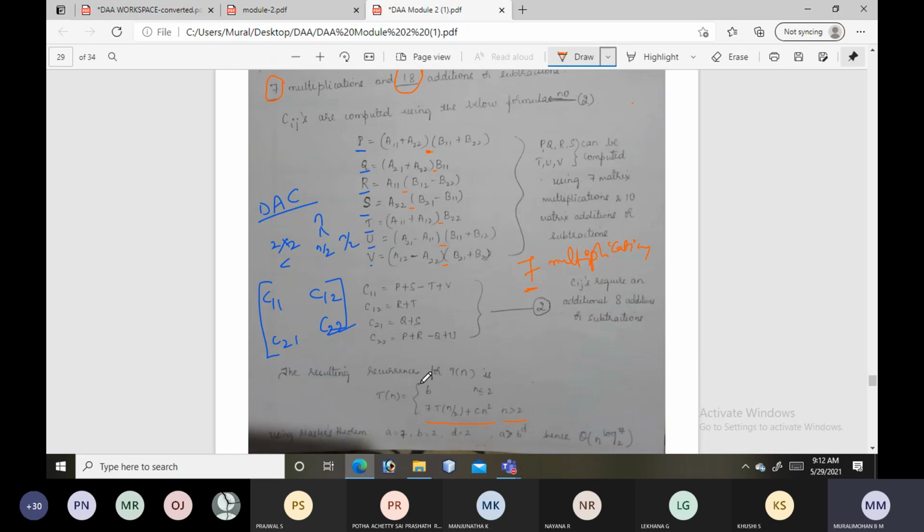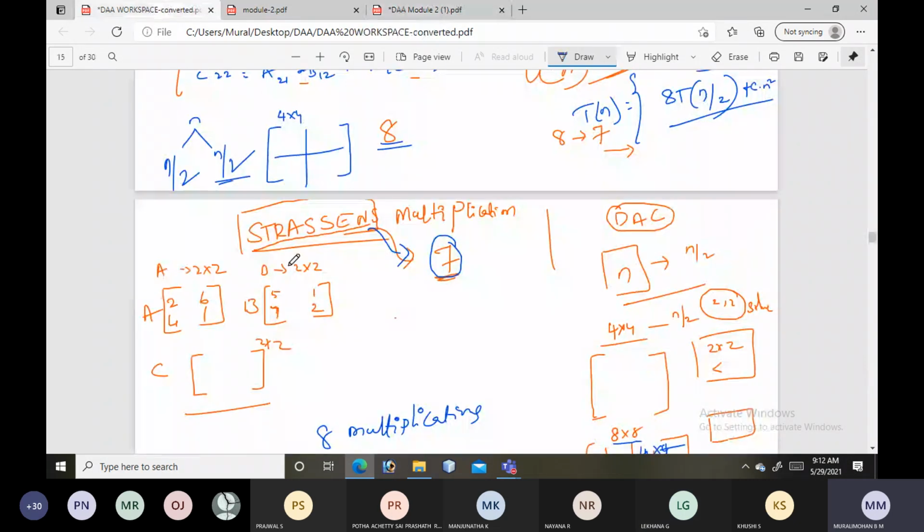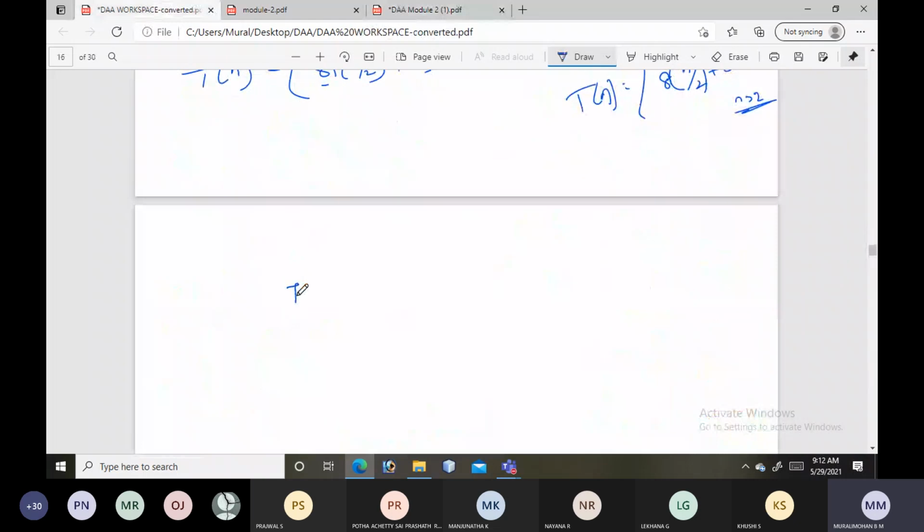Is it clear? Can you respond, please? Yes, sir. Okay. Now just see what we are getting. The time complexity is 7T of n by 2 plus n square, right? So this is T of n. So what is the time now? You apply the master method.